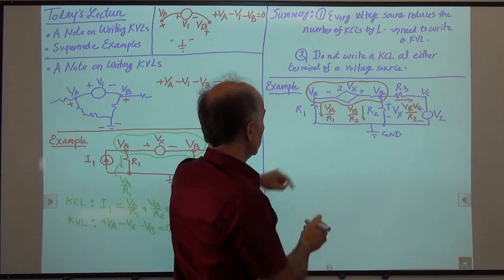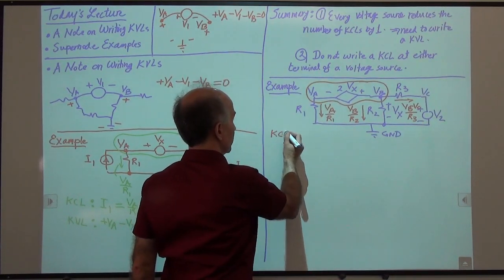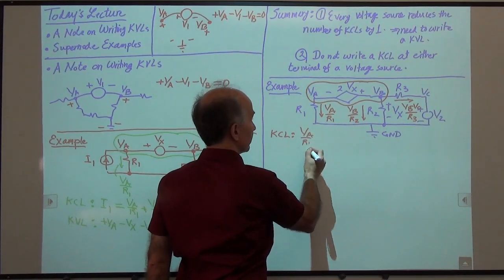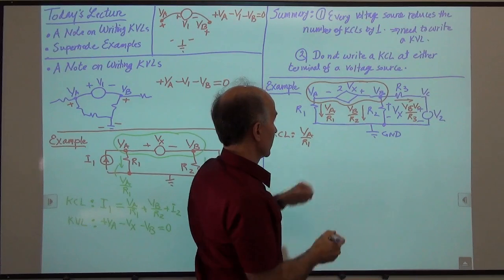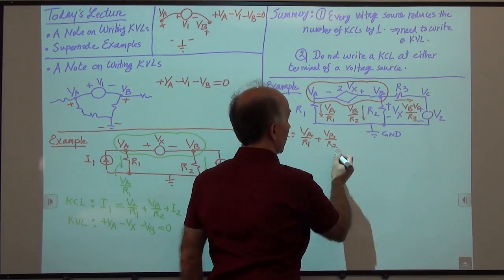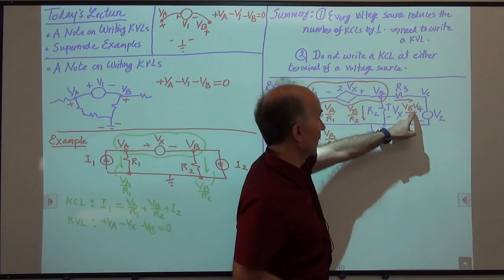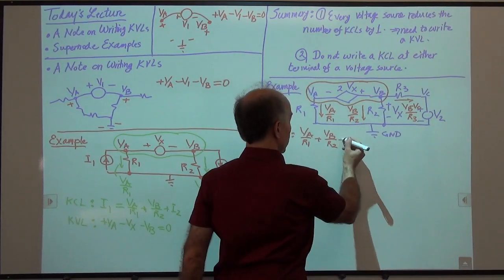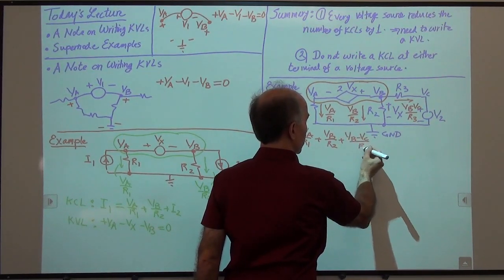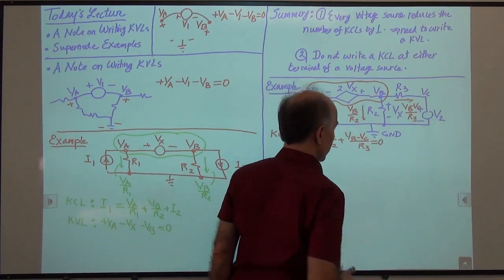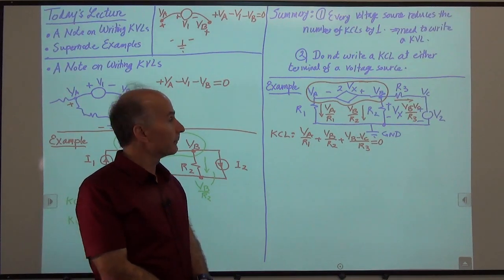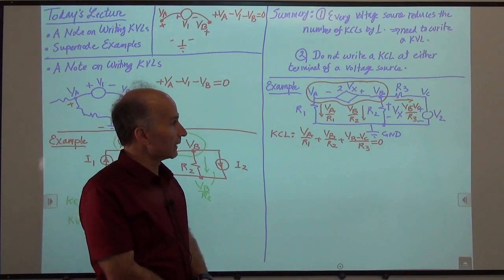So what do we have? We have this current coming out. So we write the KCL for the supernode. We have VA over R1. Then we have this current coming out, that's VB over R2. And then we have this current also coming out, and that's this value. So plus VB minus VC over R3, that has to be equal to zero. All right? That's great. So we wrote one KCL here.